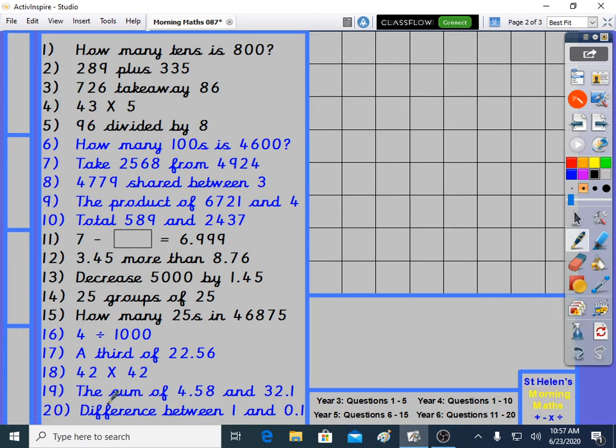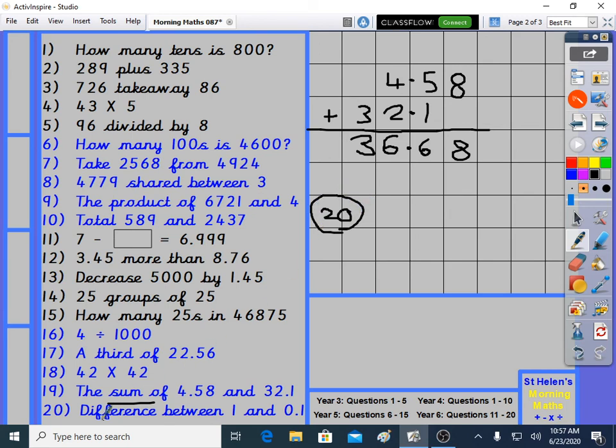The sum. Hopefully you know, I'm sure you know that sum means plus. 4.58 and 32.1. Be careful of the lining up. It's slightly weird lining up on this one, so watch out for that. Other than that, it's a very easy question. It's just the lining up that was difficult. They have a lot of these in the arithmetic test for year 6. 36.68.